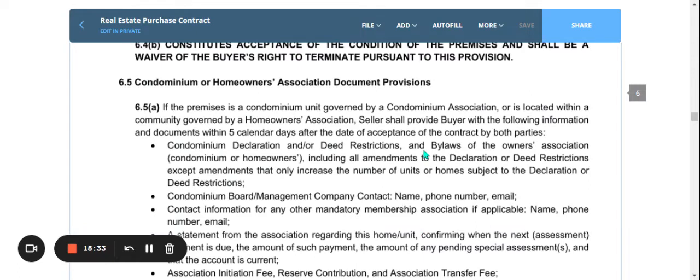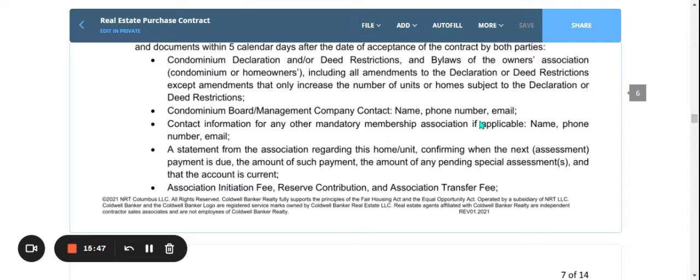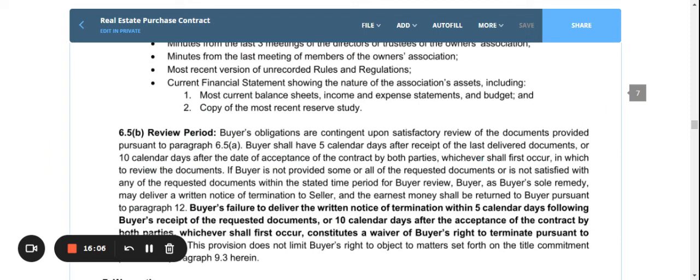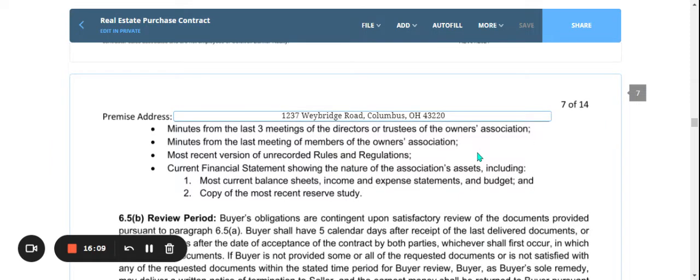If you are buying a condo, there are 3 ways to get out of contract, but this is like a secret fourth. If you are in a condo and the seller does not provide you with the condo association's information within 5 calendar days, so that you have time to get in contact with the condo, read the deed restrictions and bylaws, and see if you even like it here, you can cancel the contract.